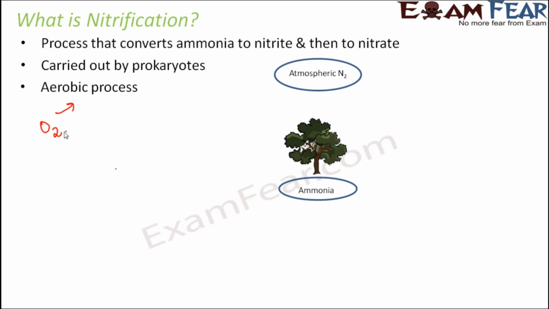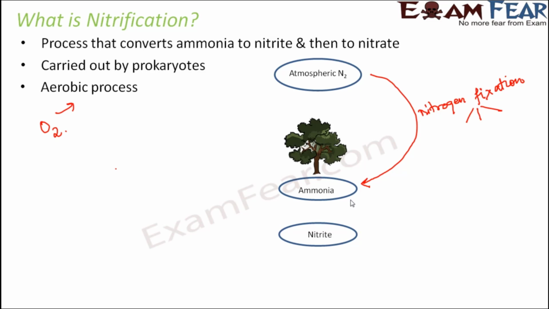So let us look at the overall process so far. We saw that the atmospheric nitrogen got converted into ammonia, and this process was called nitrogen fixation. This can happen in three different ways: atmospheric fixation, industrial fixation, or biological fixation. The biological fixation is carried out by the symbiotic bacteria present in the root nodules of leguminous plants. Now this ammonia then gets converted into nitrites.